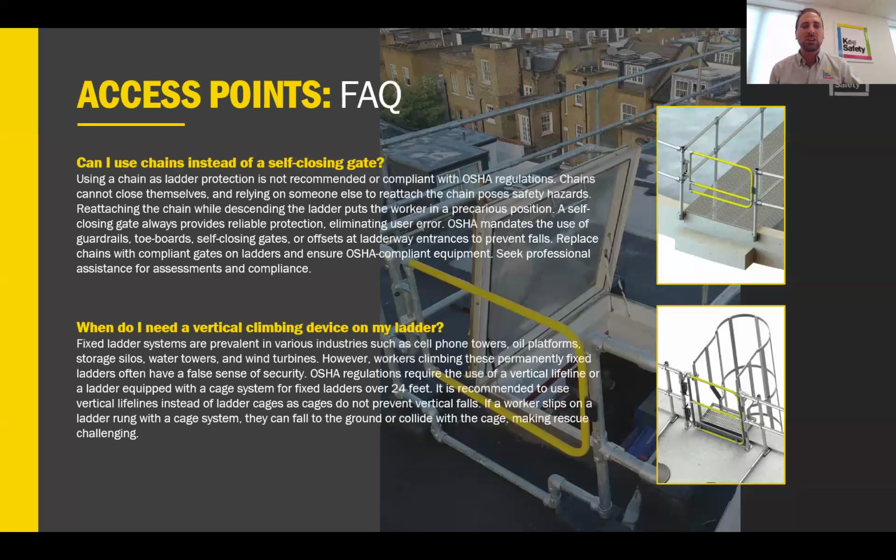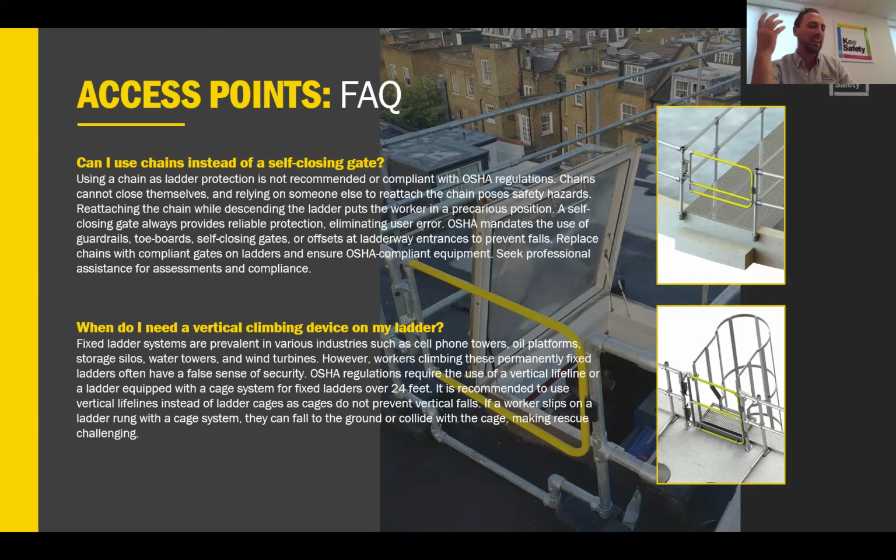The first question, I don't get actually as much as I used to. Basically, here's the question I get: can I use chains instead of a self-closing gate at the top of a ladder, right? And the answer is no, you can't. But you used to be able to. And that's where people get confused.